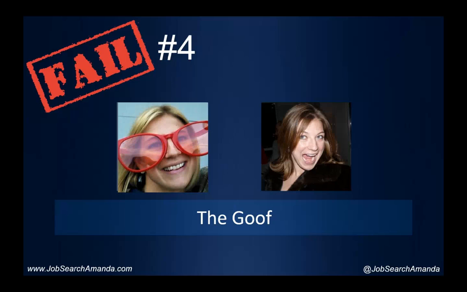So just keep in mind that your picture is a representation of your professional brand. What's the role that you want to go into? And does your profile picture reflect the brand that you want to convey for your target job?